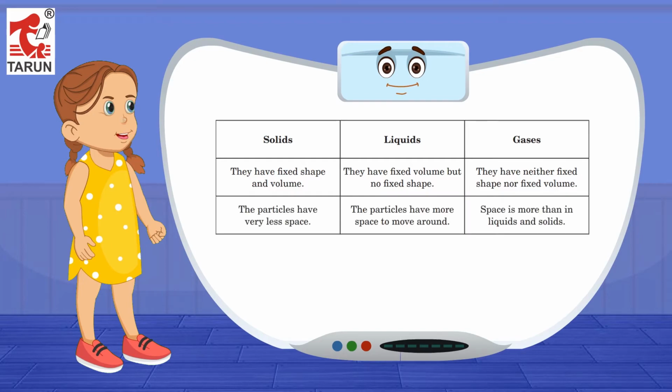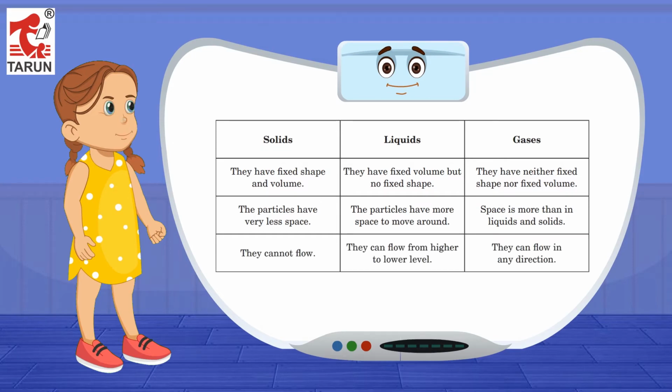In solids, the particles have very little space. In liquids, the particles have more space to move around. In gases, space is more than in liquids and solids. Solids cannot flow. Liquids can flow from a higher to a lower level. Gases can flow in any direction.